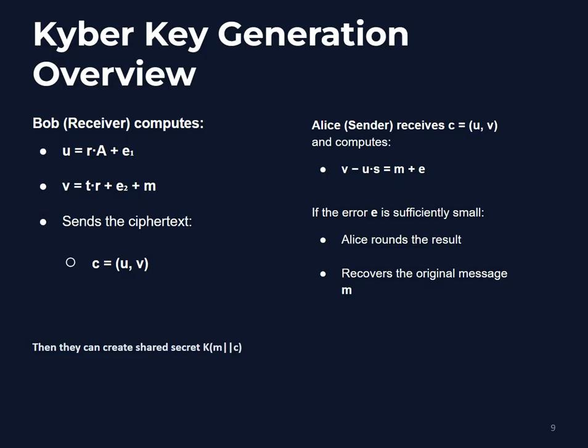Alice receives the ciphertext C from Bob. Using her secret key S, she computes V minus U multiplied by S, which gives the message plus a small error. If this error is sufficiently small, Alice can safely remove it by rounding the result. After rounding, she successfully recovers the original message M. From this and the ciphertext, both Alice and Bob can later derive the same shared secret using a hash function.